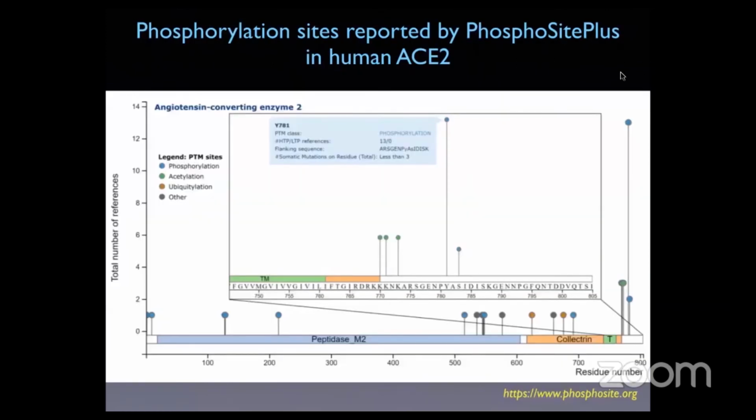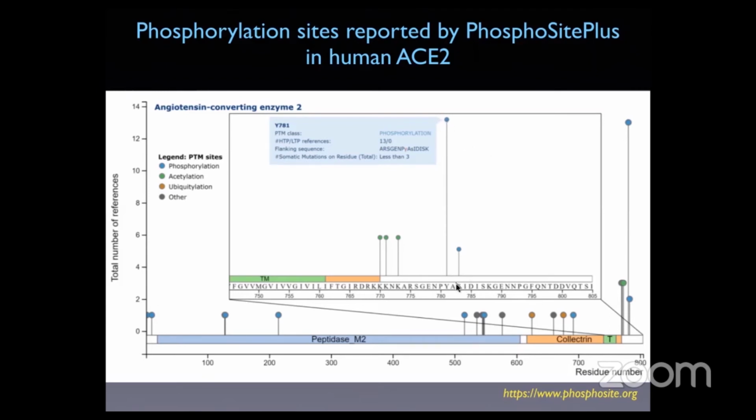So one thing we went and did is to check in the largest phosphorylation database, PhosphoSitePlus, for evidence of phosphorylation of amino acids. And the most phosphorylated amino acid in ACE2 is this tyrosine residue Y with 13 phosphorylations. These have all come from high throughput phosphoproteomics experiments.